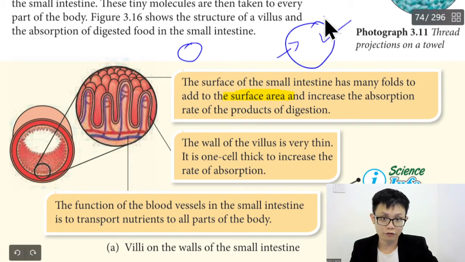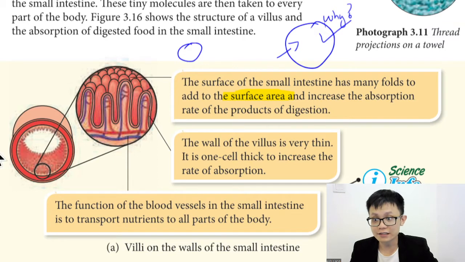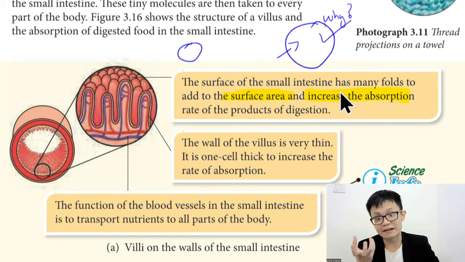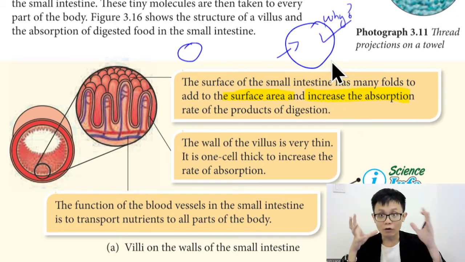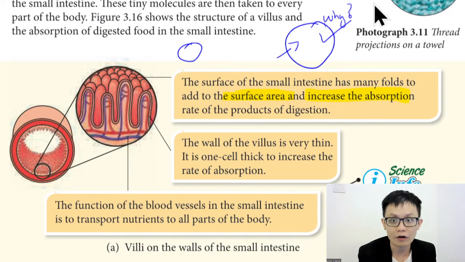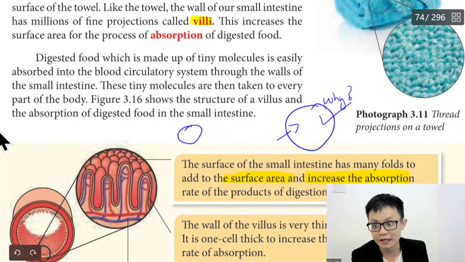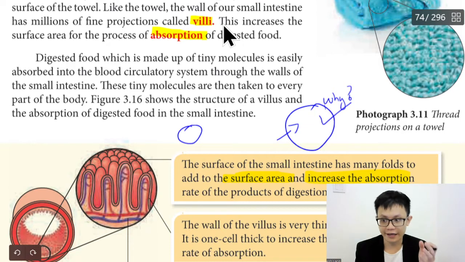Why do you want a large surface area? This is to increase the absorption. Increase the absorption, correct or not? The less surface area, the less absorption. More surface area, more absorption. So this is one of the ways our body increases the absorption of the food. Of course, that is one of the things we know.